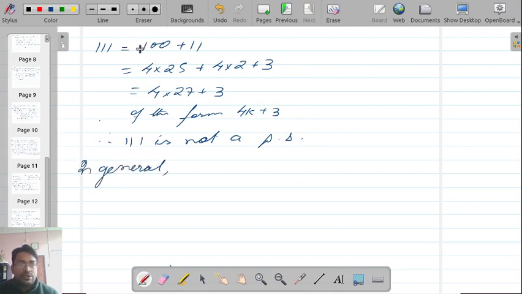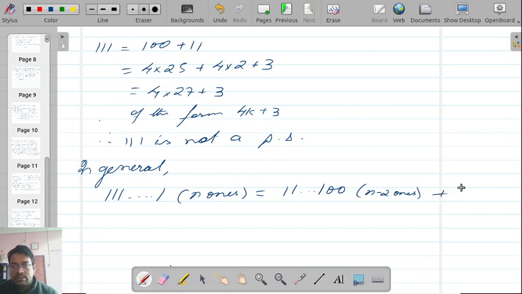So in general, what is the trick? You just separate the last 2 digits. Say 11111, and I do not know how many ones there are. Say n ones. This can be written as what? 11...1 and then 00. So how many ones have I taken? n minus 2 ones, plus 11.